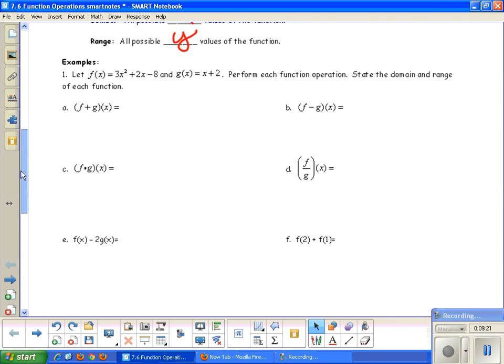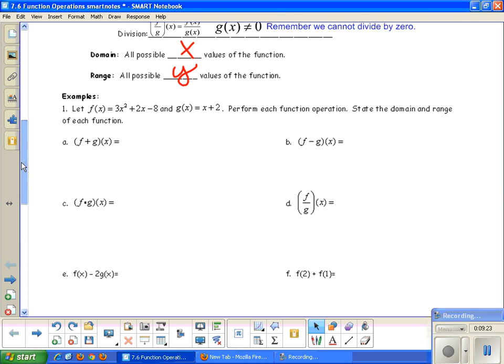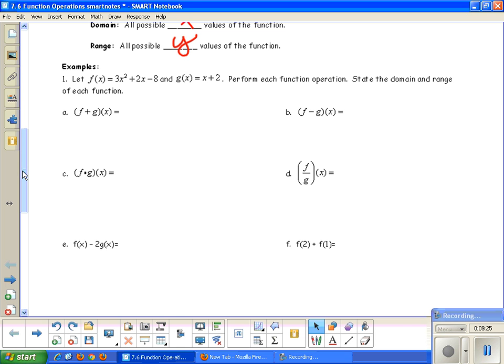So let's go back up here and do some of this. For these examples, it says, let f of x equal the function we're given right here, and g of x is equal to x plus 2. Perform each function operation, state the domain and range of each function. We're not going to state the range, we're just going to state the domain of the function. Now notice that for the first one we're doing f plus g of x. That means we're just adding these 2 functions together. So I have 3x squared plus 2x minus 8, and then I'm adding that to x plus 2.